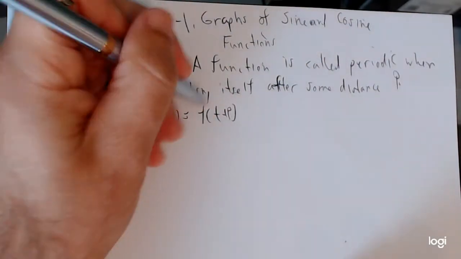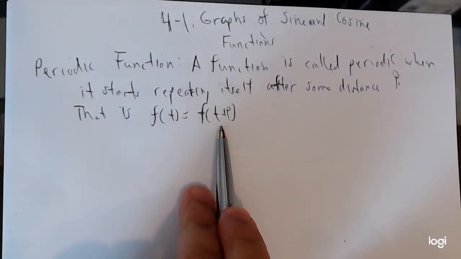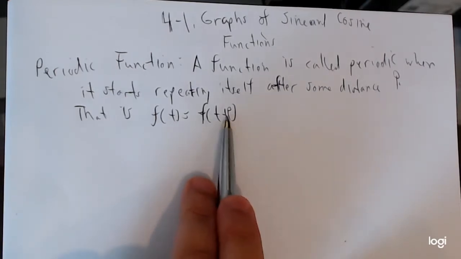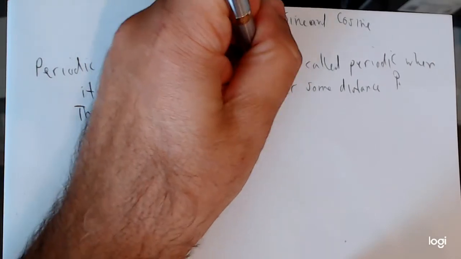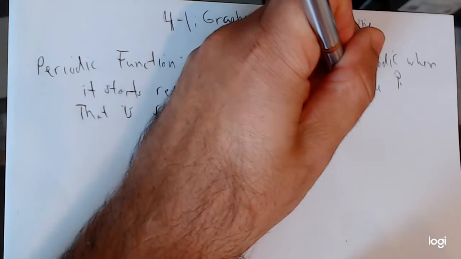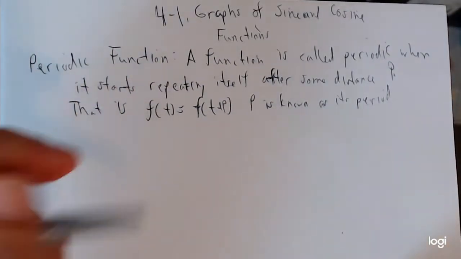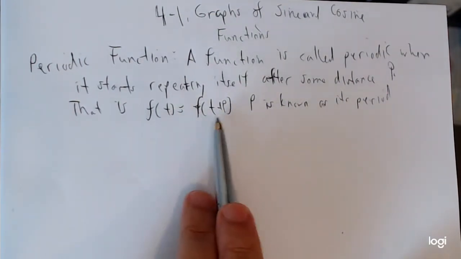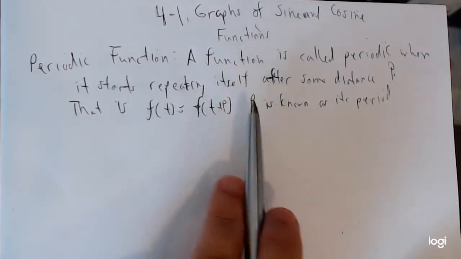So what are we saying here? The y values of this function will be the same as the y values at that same x value, but with some distance p added to it, which p is known as its period. So let me show you just really quickly visually what that means. If you start from a point or a value t, and you keep moving a distance of p away, the y values will be the same, which means it's repeating basically.